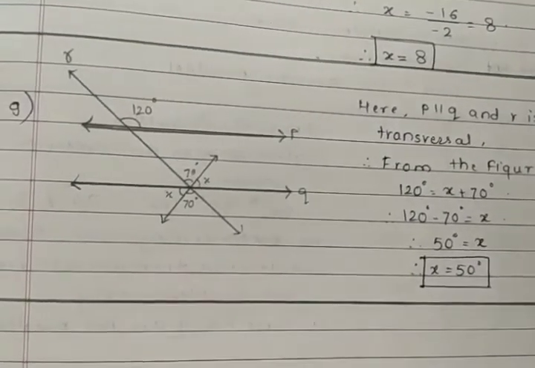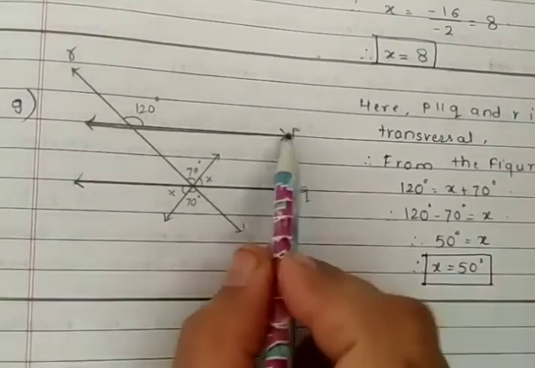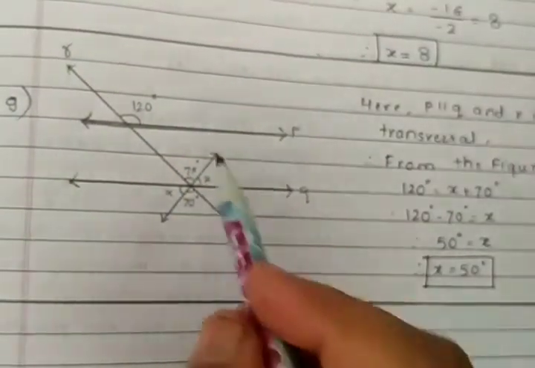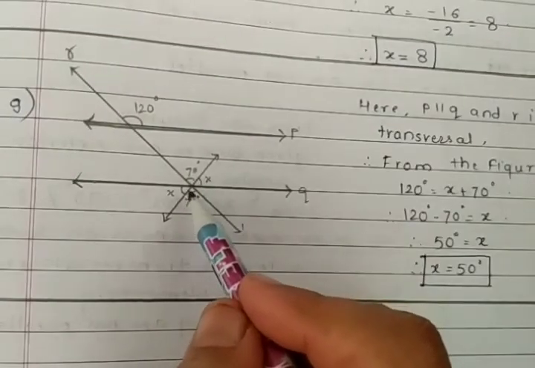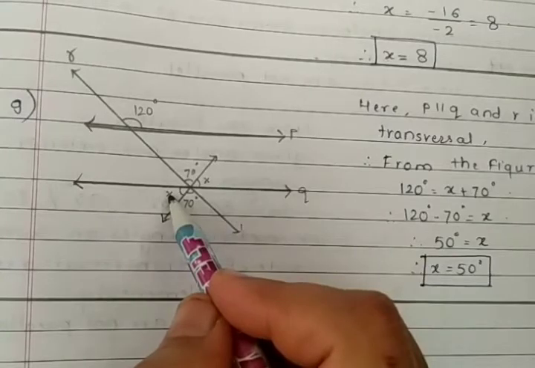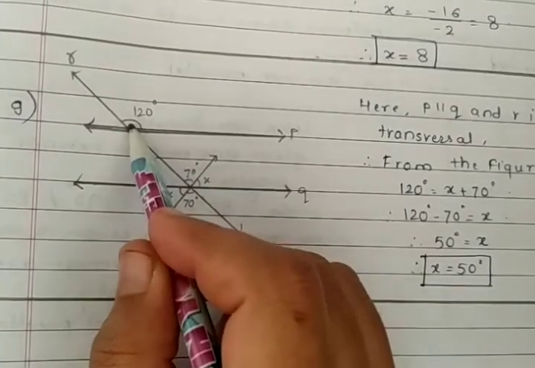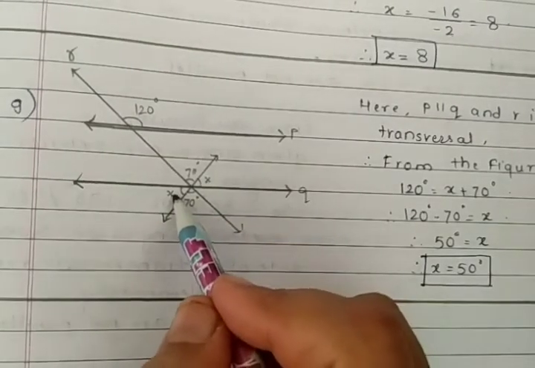Now see G1. In G1, see P and Q are parallel lines and R is a transversal. Again one more line is drawn over here, and these two angles are given to you. This angle is of x degree and this is of 70 degree. And this angle is given, that is 120 degree. And we are going to find out the value of this x.